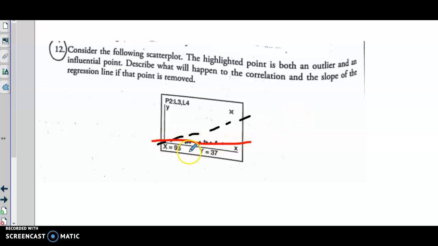But what's going to happen is, one, the correlation is going to increase because it's going to be more linear. That point is making it less linear. Two, the slope will decrease. Notice here the line was pretty steep. The slope's going to kind of flatten out. So the correlation will increase and the slope will decrease if that influential point is removed.